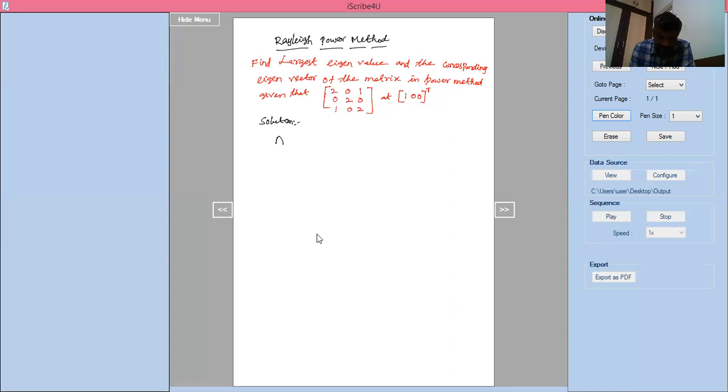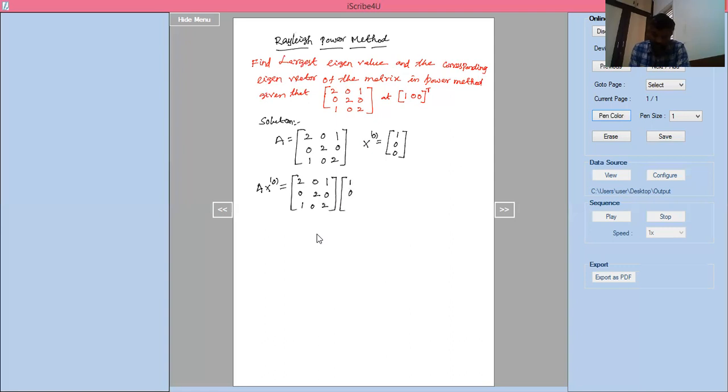The given matrix A equals 2, 0, 1, 0, 2, 0, 1, 0, 2. This is the A matrix. Then x naught should be 1, 0, 0. This is the x naught matrix. Now we can first find A x naught. A x naught means you have to multiply the A matrix and the x naught matrix. You will get a column matrix, and from that you take the largest value.